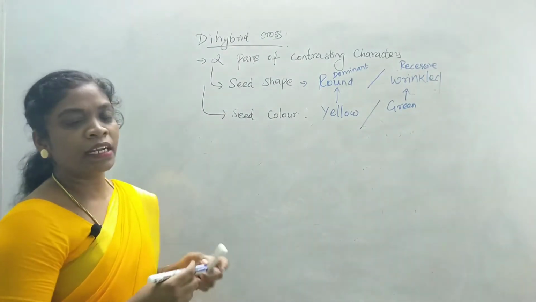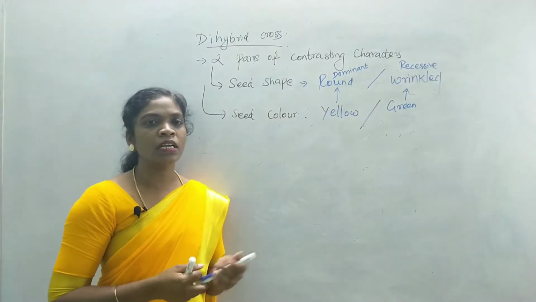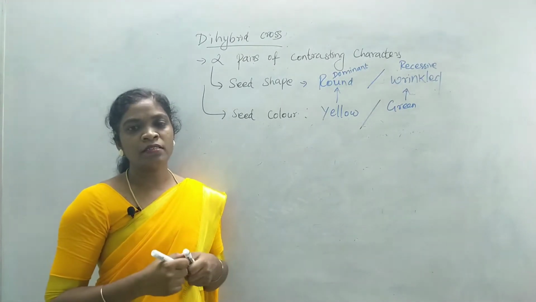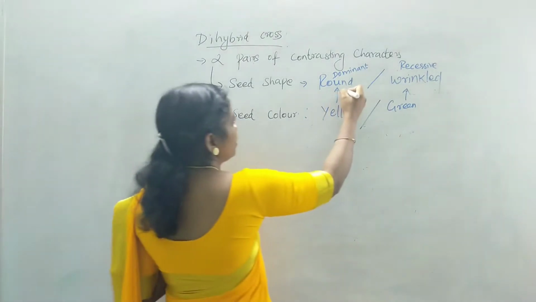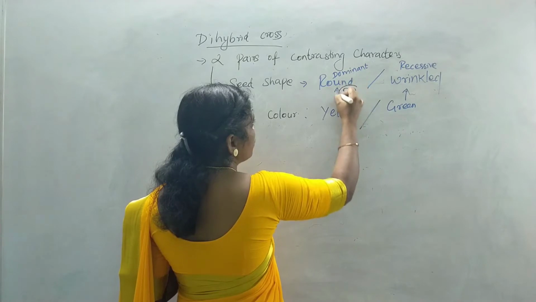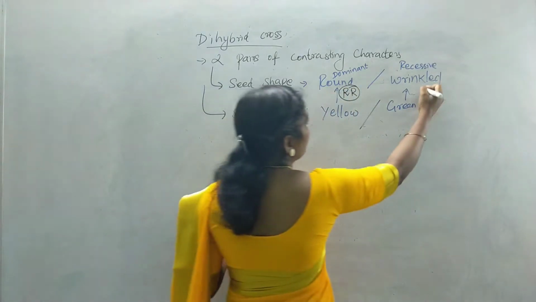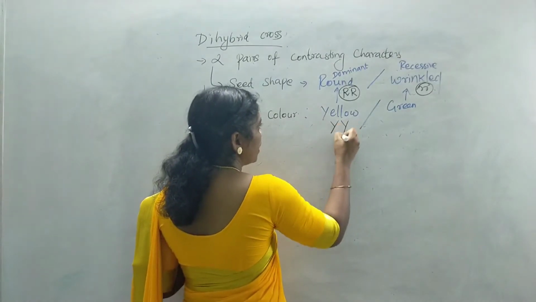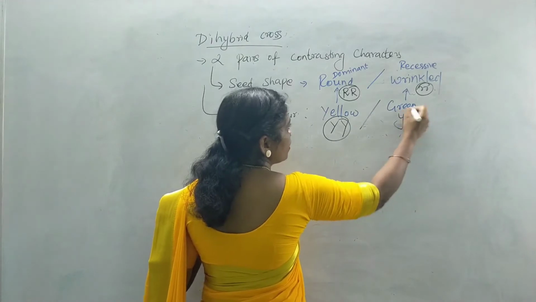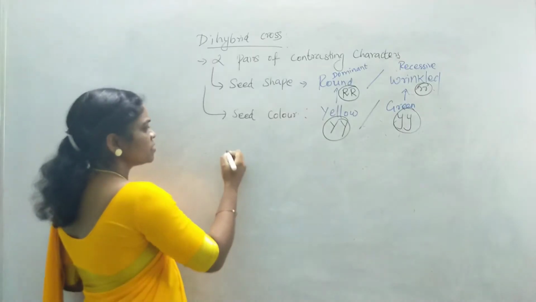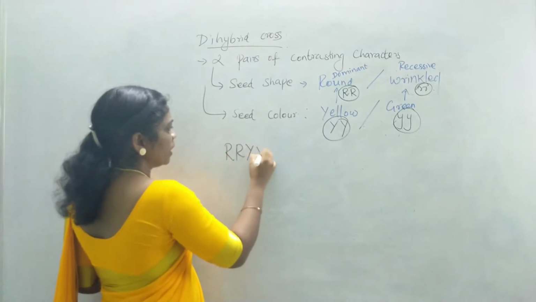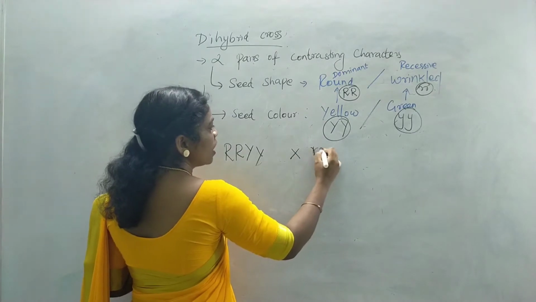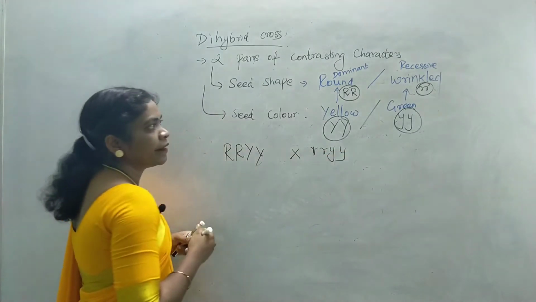To represent these characters in genetics, we always use alphabets, where we use uppercase for the dominant character and lowercase for the recessive character. Here the genotype for round is capital R and the genotype for wrinkled is small r. The genotype for dominant yellow color is capital Y and for green it is small y. The parents, capital R capital Y, that is round and yellow, were crossed with small r small y, that is wrinkled green.